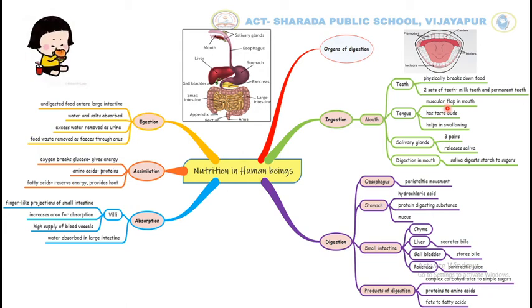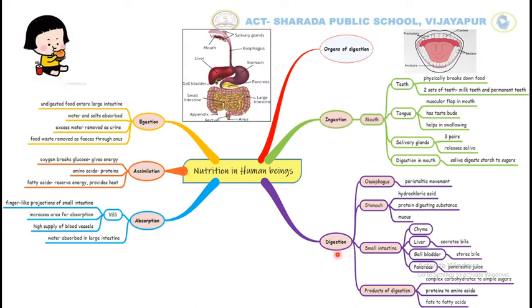The tongue is a muscular flap in the mouth. The tongue has taste buds which help us to taste the food. The tongue also helps in swallowing food. We have 3 pairs of salivary glands. The salivary glands release saliva, which digests starch to sugar. Remember, the first digestion takes place in the mouth. The ingested food is now passed to the next step of nutrition, and that is digestion.